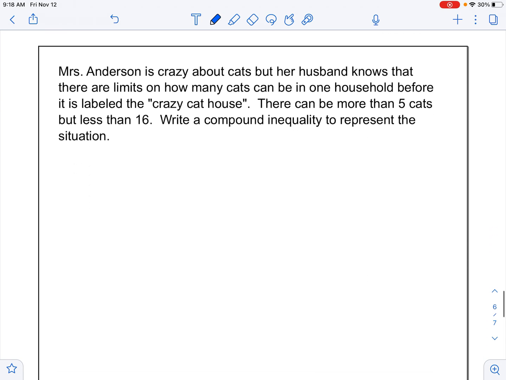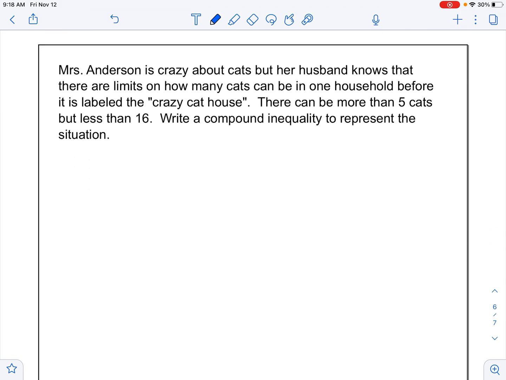Let's look at another one here. So again, just reading it to find those numbers that I'm working with. Mrs. Anderson is crazy about cats, but her husband knows that there are limits on how many cats can be in one household before it is labeled the crazy cat house. There can be no more than 5, but less than 16. So the two numbers I'm working with are 5 and 16. And we're just going to use C for cats. You can use any variable that you want.